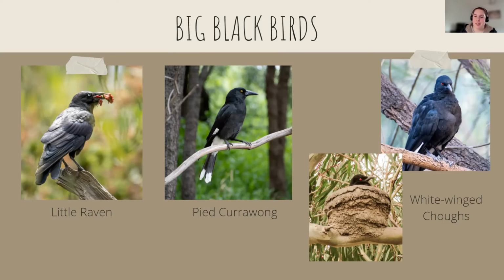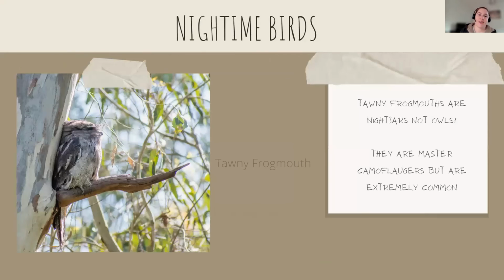So white-winged choughs are kind of mean birds. They like to use other birds as slaves. So they are as mean as they look with their demonic red eyes. So yeah, these are the three big black birds that you don't want to get mixed up.